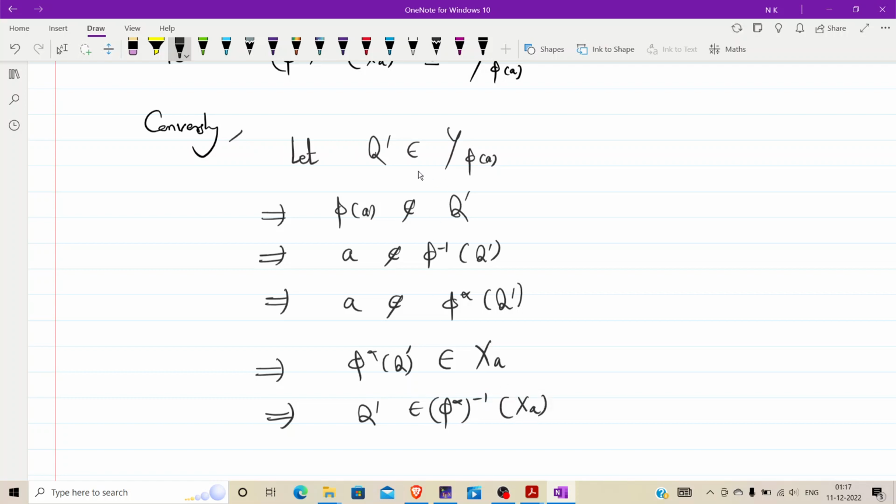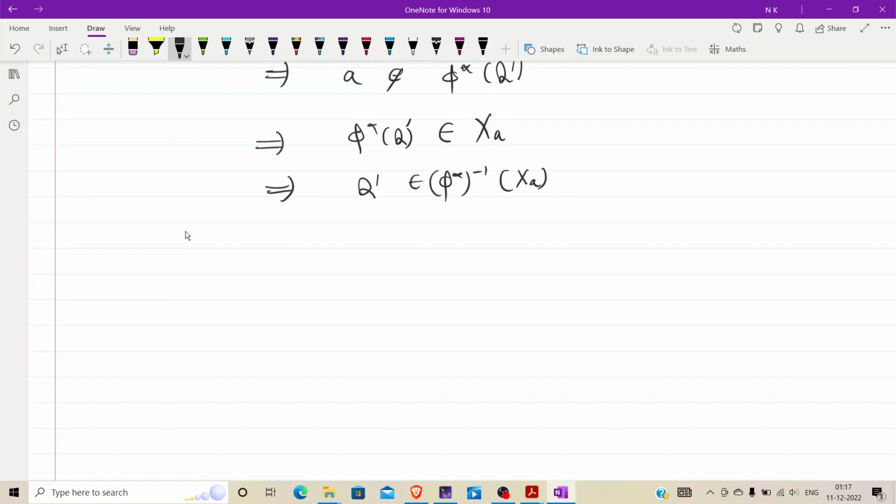Right, simple. q' belongs to Y minus φ(A), so φ(A) does not belong to q', so it does not belong to φ inverse of q'. So by definition, it does not belong to φ* of q'. That means φ* of q' belongs to X minus X_a, because it does not contain a. So q' belongs to φ* inverse of X_a.